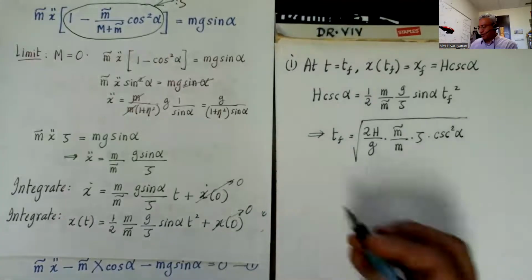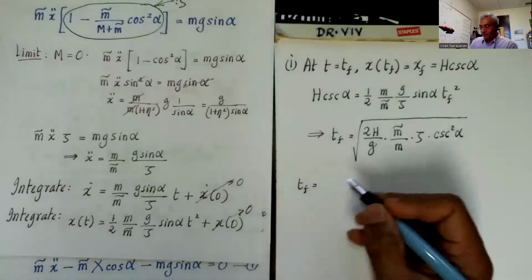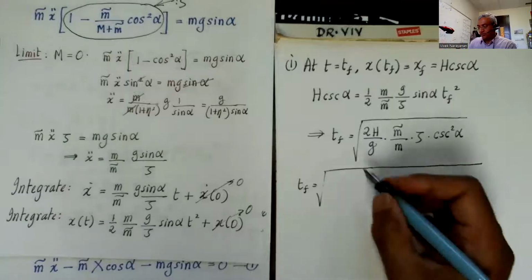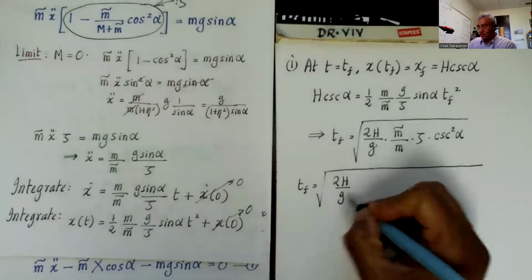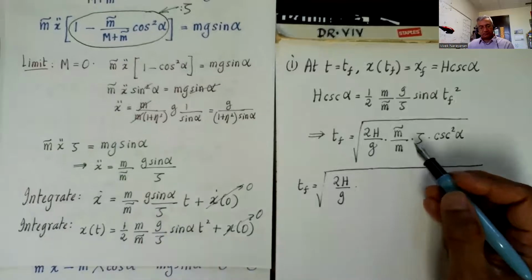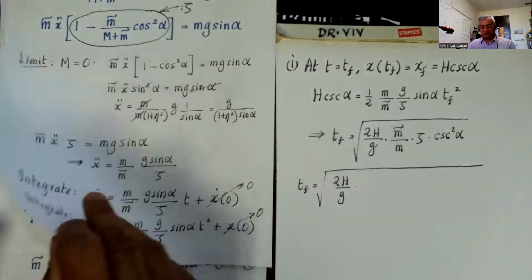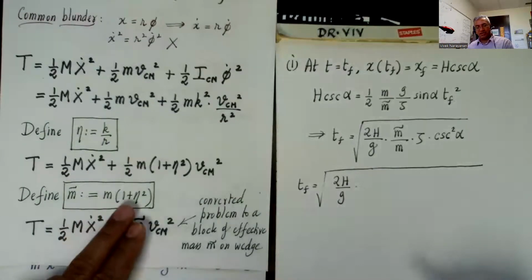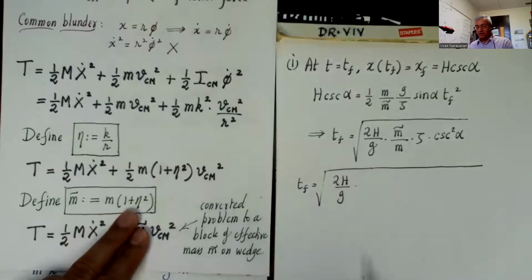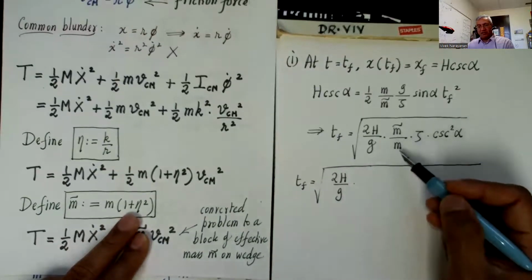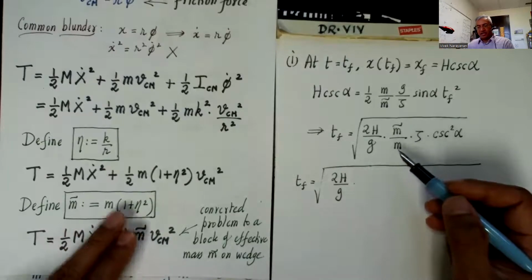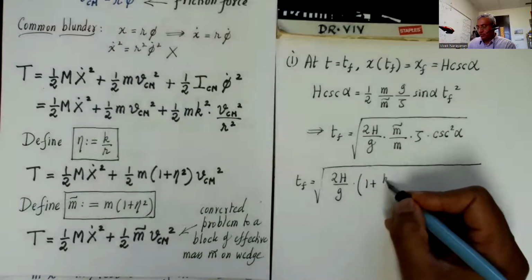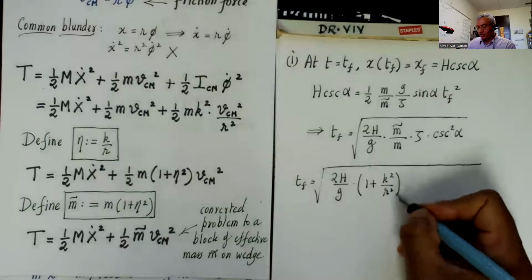So let me write now the time in its full glory. Tf is going to be the square root of 2h over g. Now m tilde, trying to find where I defined it. It's here. M tilde is m times 1 plus eta squared. So m tilde divided by m is simply going to be 1 plus eta squared. And eta is k over r. So I get 1 plus k squared over r squared times zeta.